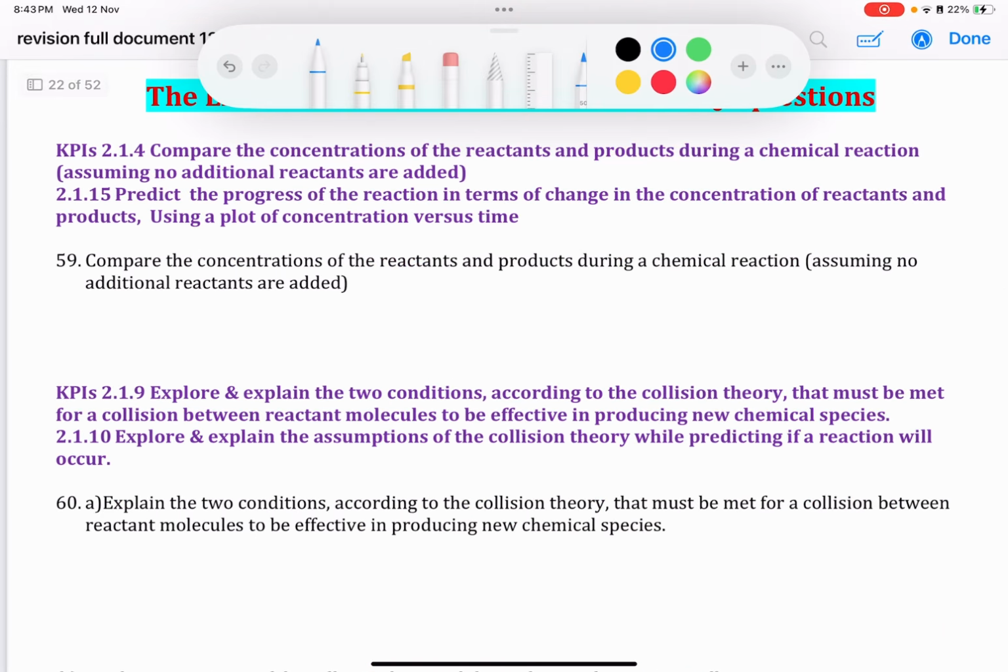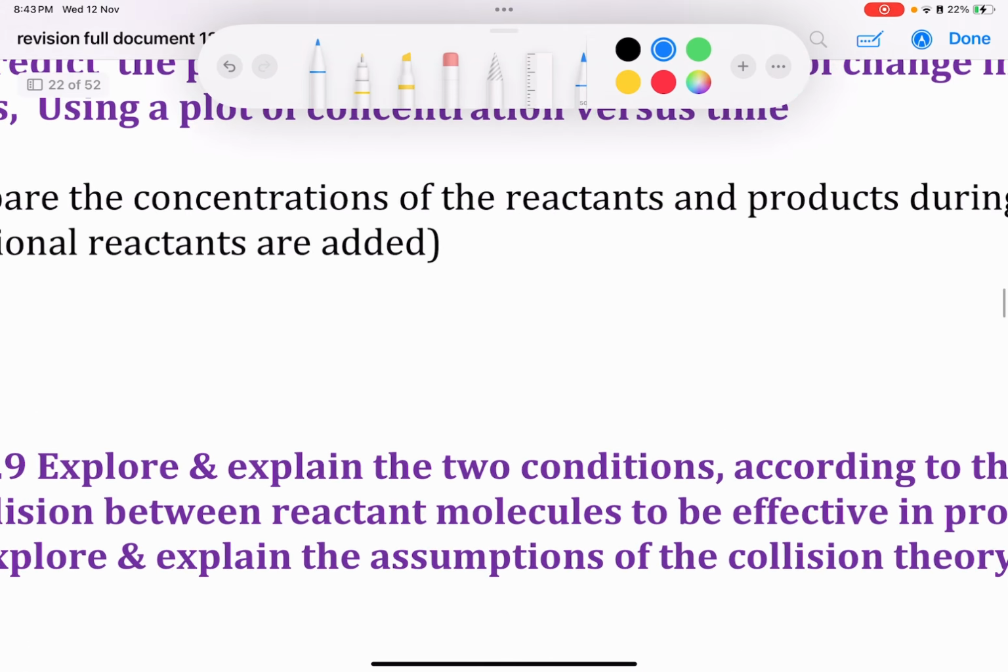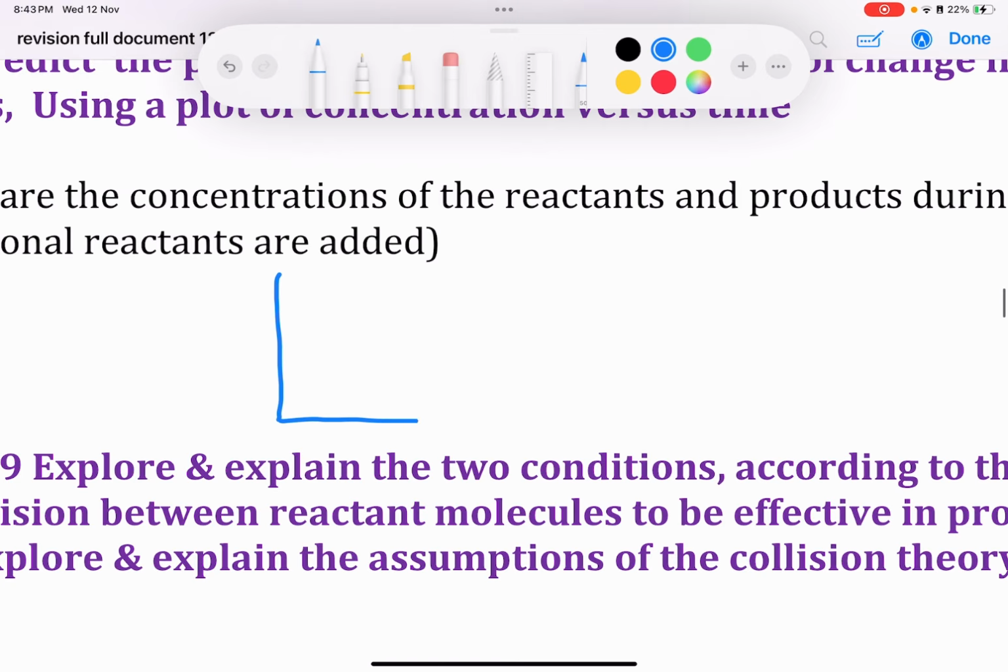Moving on. Compare the concentrations of the reactant and products during a chemical reaction. This is a very important question. Expect something like this in your exam.